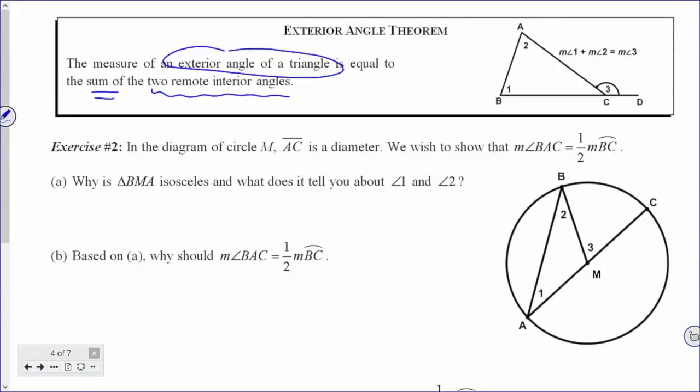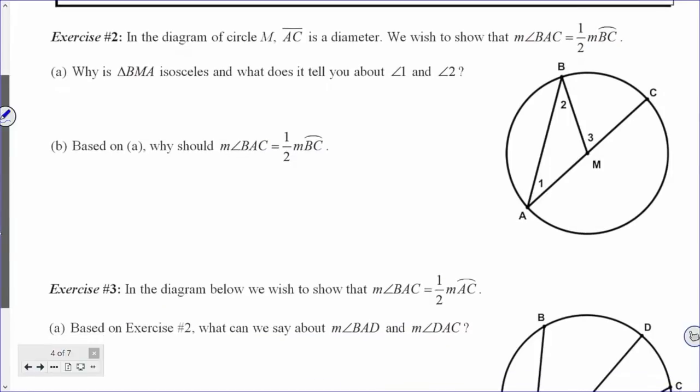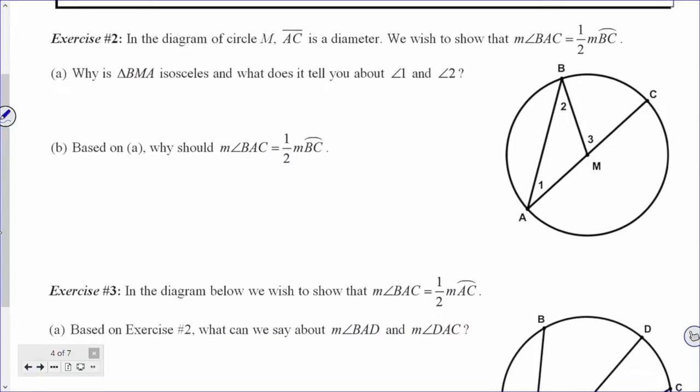Exercise number 2. In the diagram of circle M, AC is a diameter. We wish to show that the measure of angle BAC, which is the same as angle 1, is equal to 1/2 the measure of arc BC. So just to be clear, this is also the measure of angle 1. Now, letter A asks us, why is triangle BMA isosceles? And what does it tell you about angles 1 and 2? Think about this for a minute.